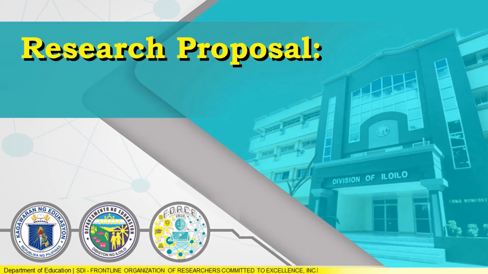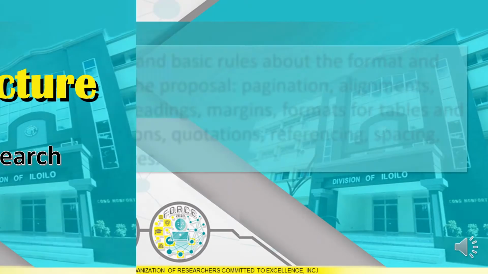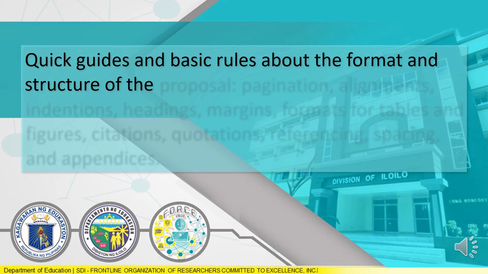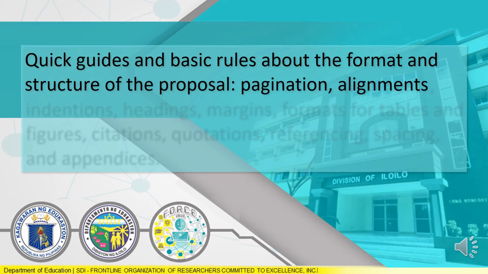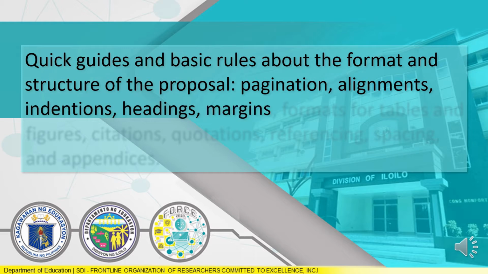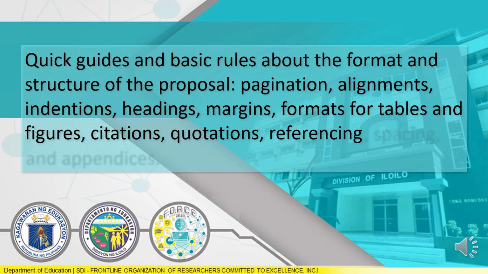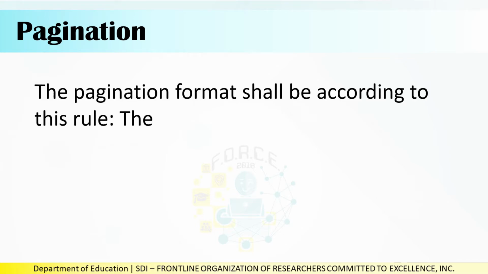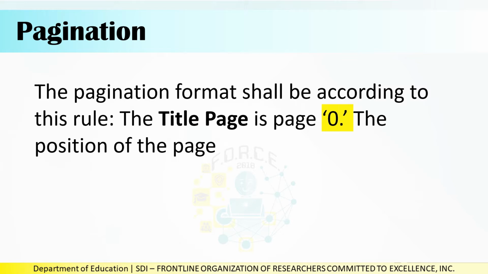Now, let us proceed to the format and structure of the whole proposal. These are the subtopics included in this presentation, from pagination to appendices. It includes also alignments, indentions, headings, and the like. First, we have pagination. Pagination is the same as that in the title page. It is in the upper right corner, and the title page is page 0.